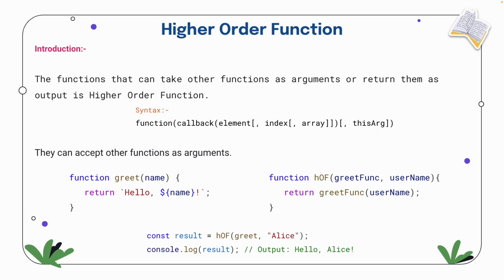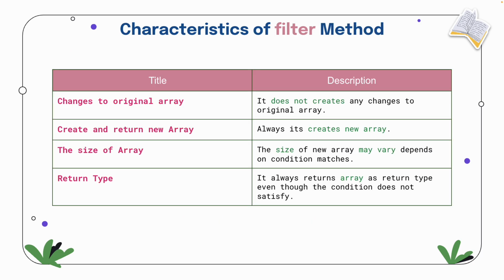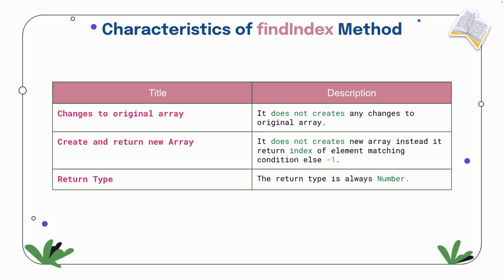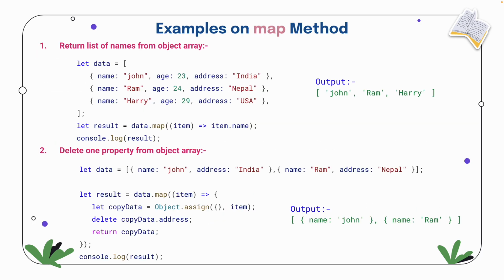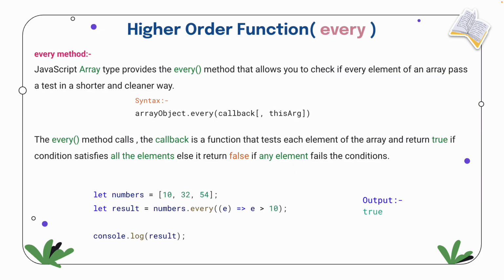I think we have gone through so many higher order functions in the last two classes. We have gone through filter and we have seen find. In the same way, findIndex also we have checked, and then map, we checked how to transform one array into another form. So that also we have checked. Okay, so today we are going for every.